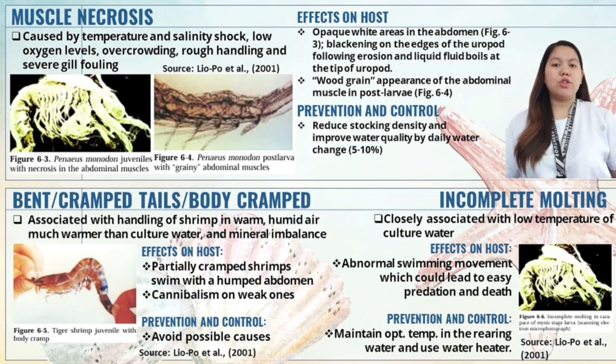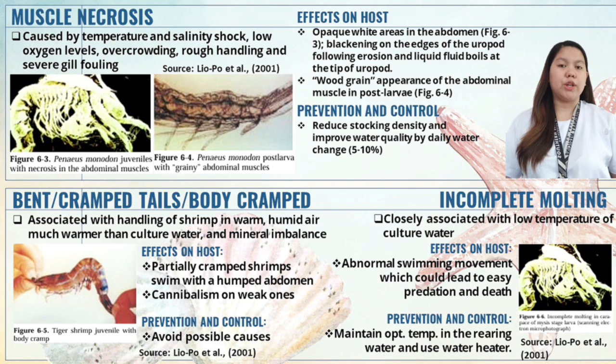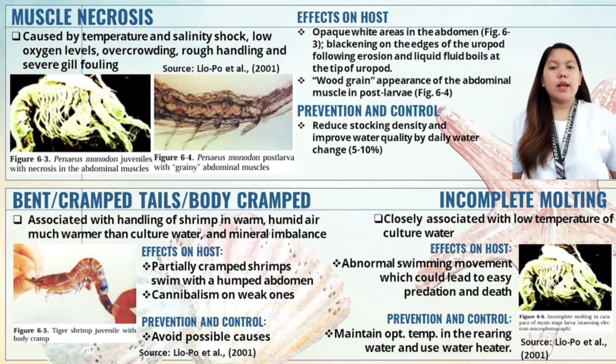Next, we will tackle shrimp diseases associated with physicochemical properties of water. First we have our muscle necrosis. Muscle necrosis is caused by temperature and salinity shock, low oxygen levels, overcrowding, rough handling, and gill fouling. For our clinical signs, affected shrimp show opaque white areas on the abdomen.